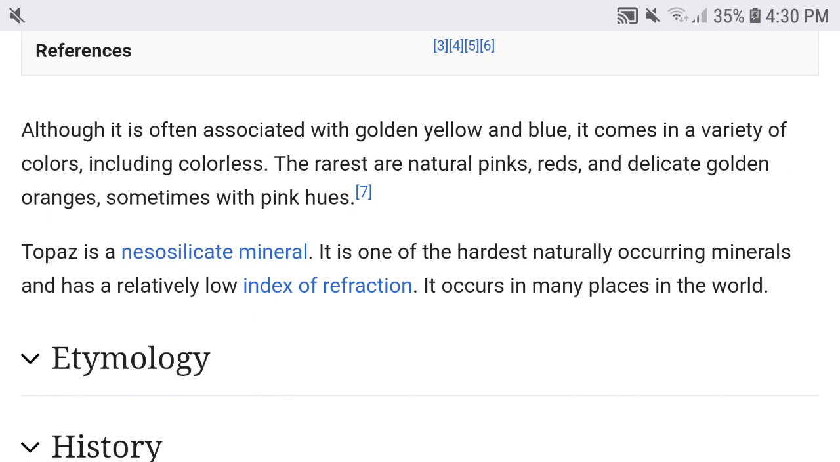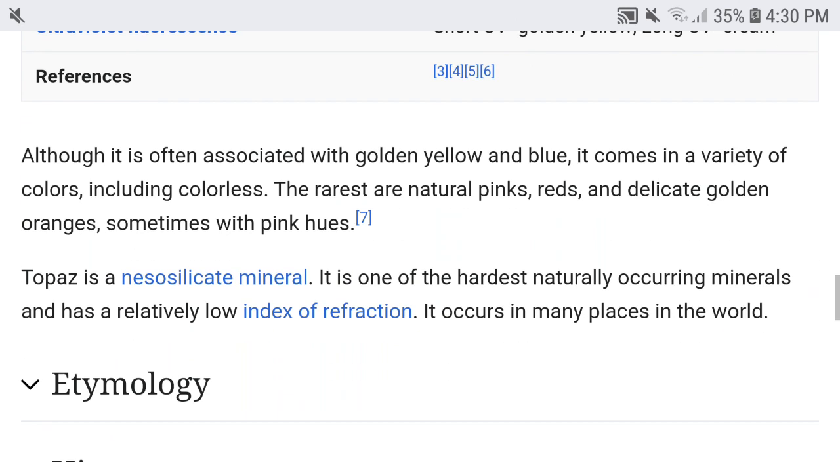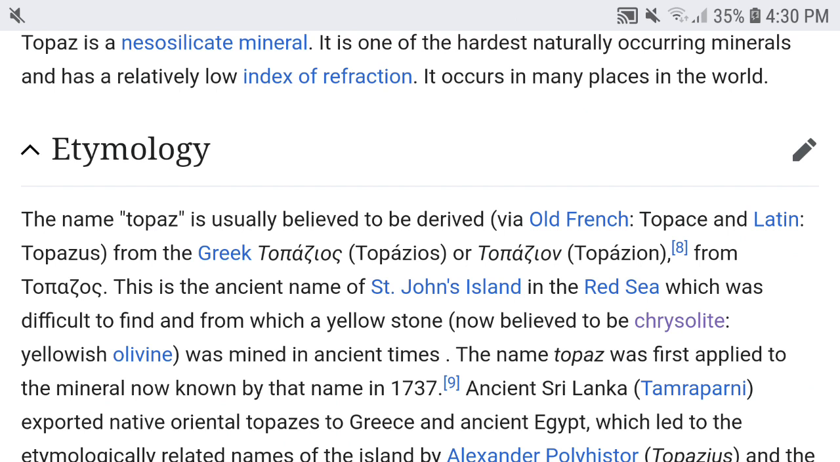Topaz is an isosilicate mineral. It is one of the hardest naturally occurring minerals and has a relatively low index of refraction. Okay. It occurs in many places in the world. Unfortunately, there's no world map as well for the common locations, I guess, which is unfortunate.